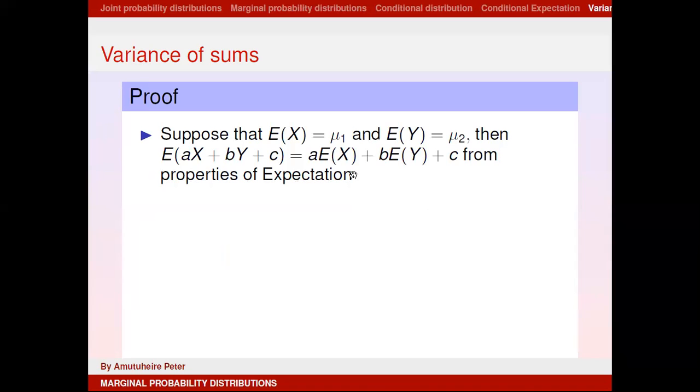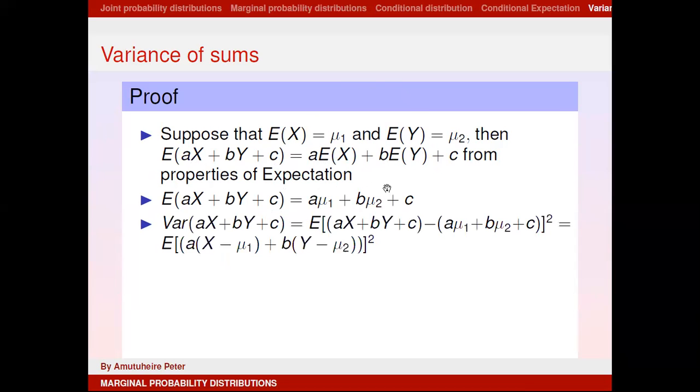We start with the expectation of x being mu1. Expectation of y is mu2, because this is the mean. So we can let these be constants, mu1, mu2. The expectation of this sum is going to be a times expectation of x plus b times expectation of y plus c. From properties of expectation, we have this. So it means that we get a mu1 plus b mu2 plus c. So the variance is the expectation of the square minus this squared. This is the formula for getting the variance from the expectation.